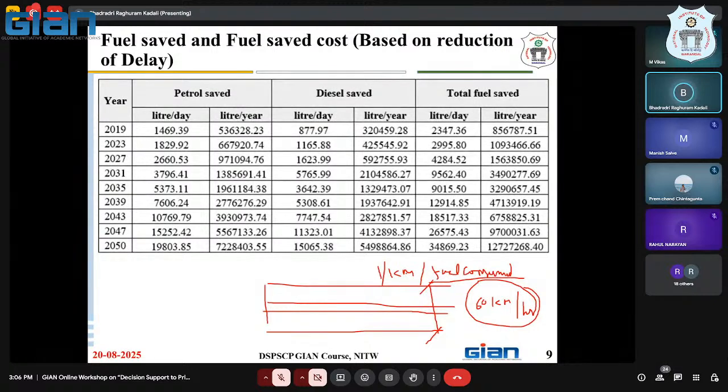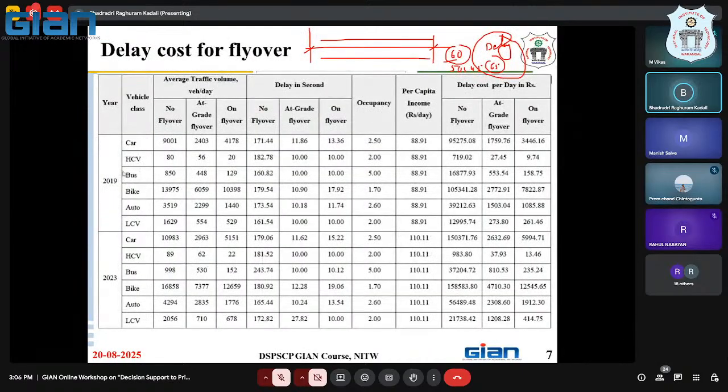But if you have different fuels, then the total fuel saved for petrol versus diesel, we have taken both separately, because the diesel cost is different and the petrol cost is different. When you're converting into cost, those fuels have to be segregated. So how are we estimating this value? We know the amount of fuel saved per vehicle, because we have individual vehicle categories like car, HCV, bus, bike, auto rickshaw.